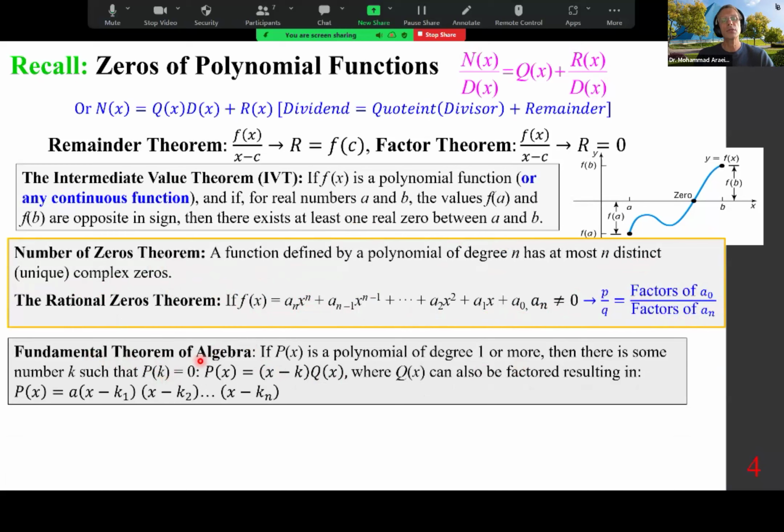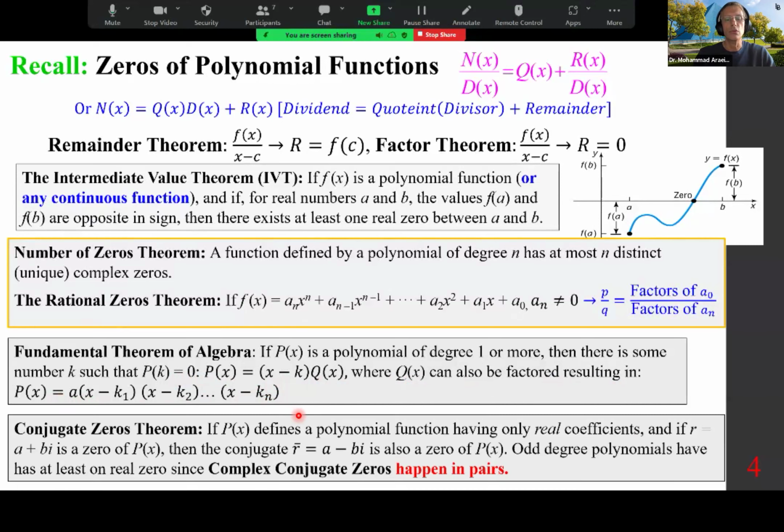The fundamental theorem of algebra says if p of x is a polynomial of degree 1 or more, then there is some number k such that p of k equals 0. Therefore, p of x becomes x minus k times q of x, where q of x can also be factored, resulting in the following, having n roots or factors.